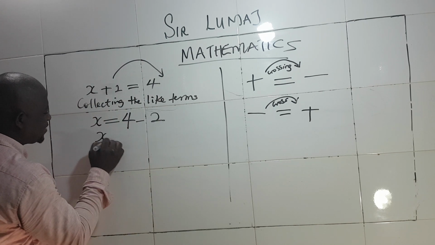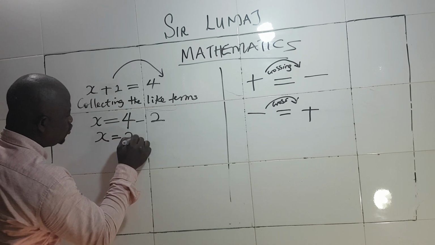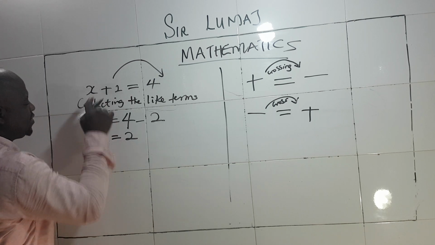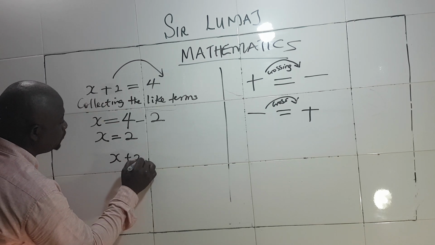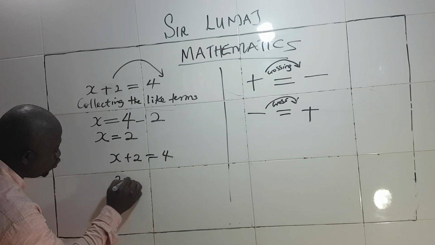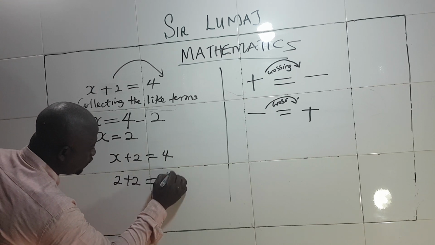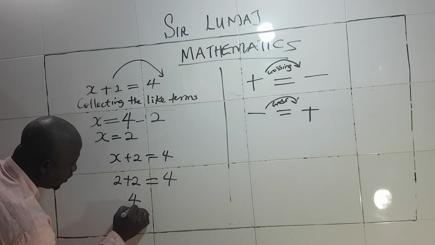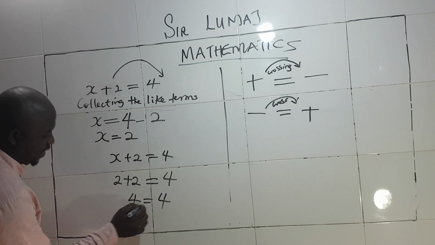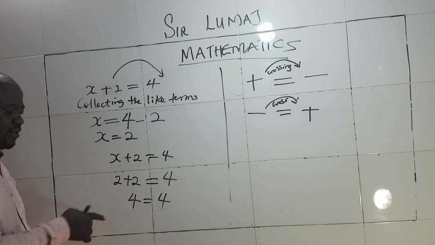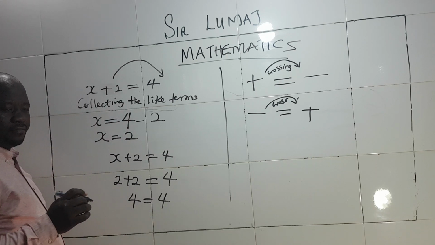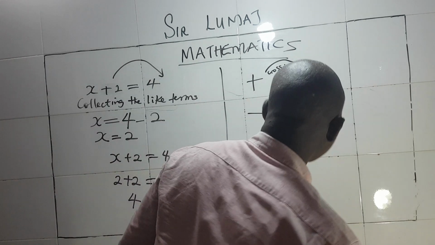So we have x is equal to what? 2. The question is, let's check. If x is equal to 2 from this equation, x plus 2 is equal to 4, then it becomes, what's your x? 2. 2 plus 2 is equal to what? 4. 2 plus 2, 4 is equal to 4. That's the meaning of this equal to. What you have here is the same thing as what you have here. Another question to solve.